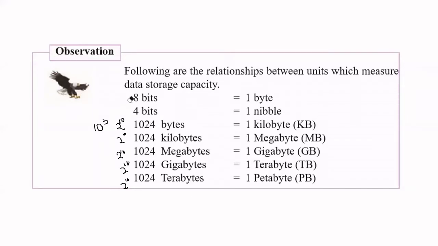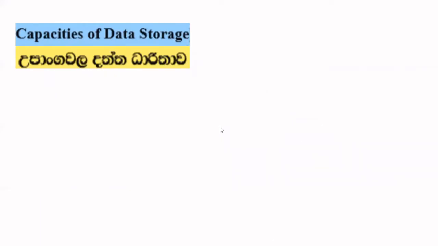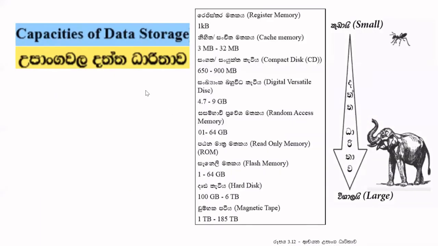Okay, right. Now we can move to the next. Last day I discussed this one simply. This is very important. Most probably they can ask some MCQ from this area. This is the hierarchical order according to the capacities of the data storage.